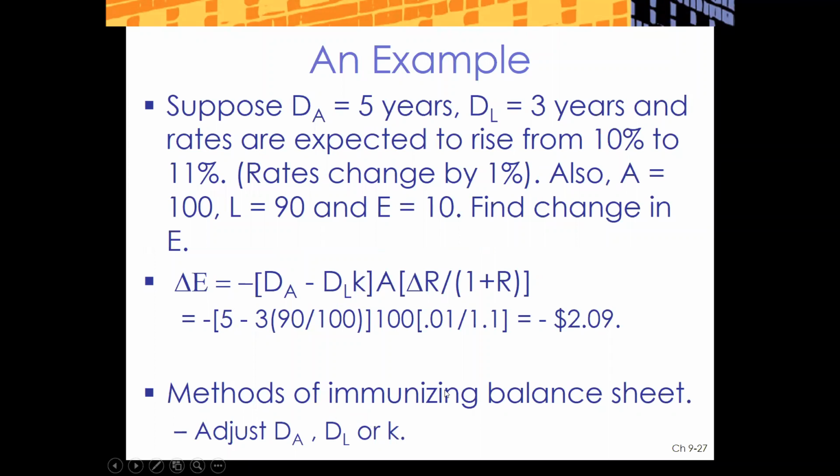So the methods of immunizing the balance sheet is adjusting the duration of assets. You just adjust the duration of assets or duration of liability, or you can adjust the k. The k is the liability over the assets.